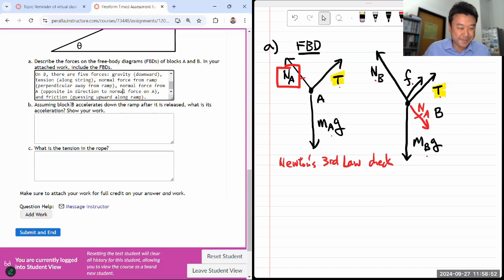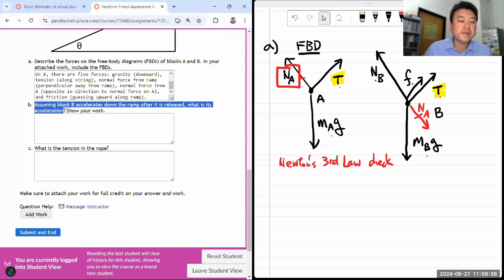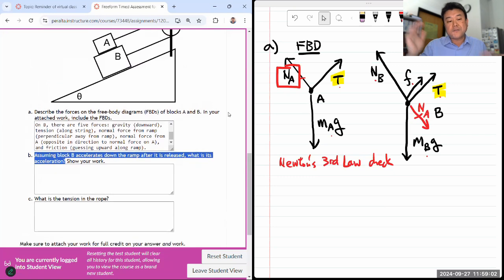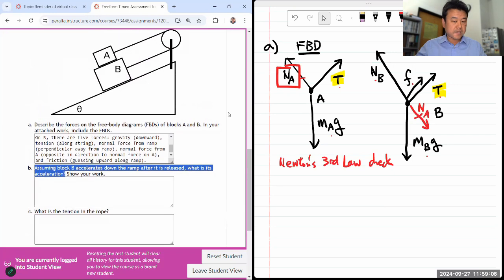So, assuming block B accelerates down the ramp after it's released, what is its acceleration? Oh yeah, your question had to tell you that. If it doesn't, it's possible that you will have static friction and have a zero acceleration. Now, because it told you that, you don't have static friction, you have kinetic friction.